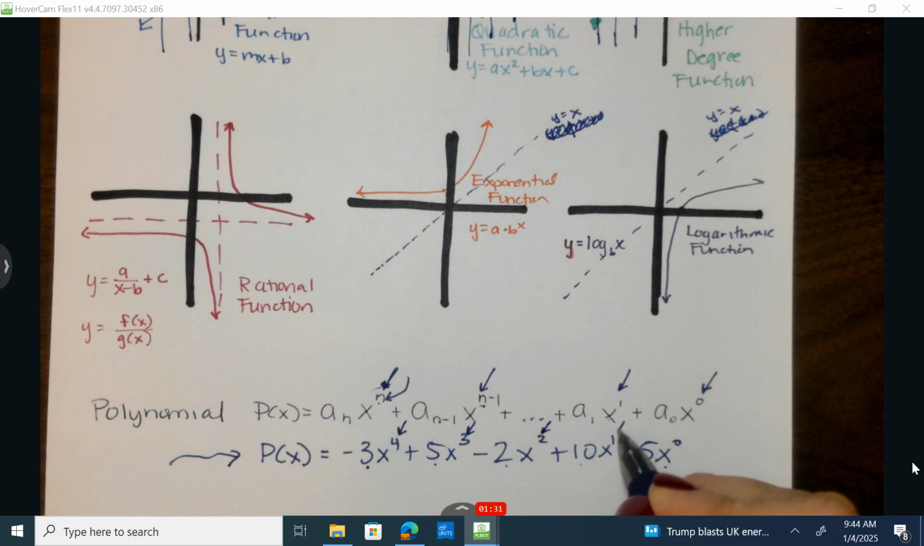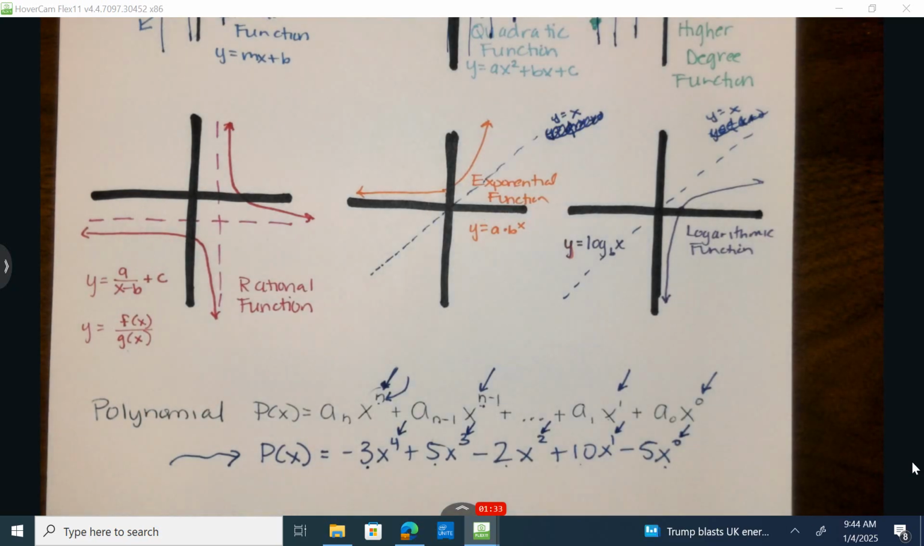Every term will have a variable. And the exponent on that variable has to be a value that's 0 or greater, or a whole number. It can never be a negative number, and never can be an additional variable. So what it could not look like would be this.